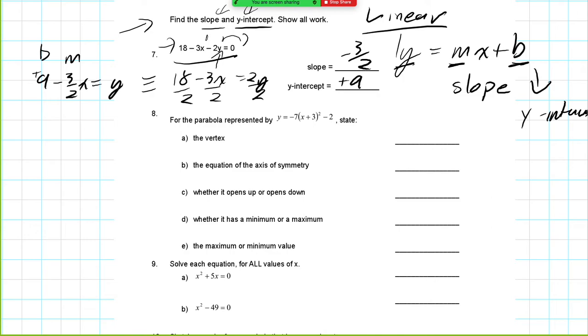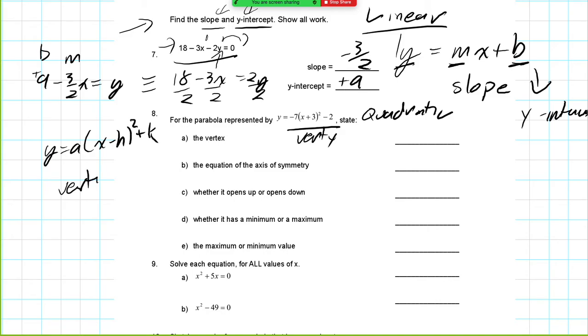Okay, this is a quadratic. We can also go through some of the properties of a quadratic very quickly by looking at it. Because this is in vertex form, we can very easily find the vertex. Vertex form is y is equal to a(x minus h) squared plus k. The x value of the vertex and the y value of the vertex are actually the h value and the k value in this form.